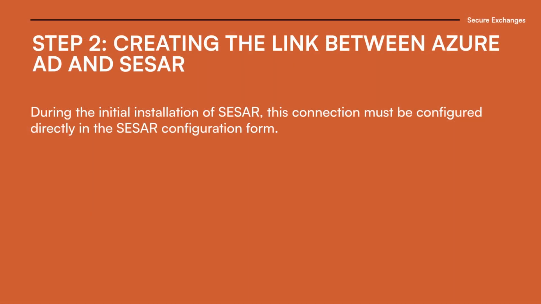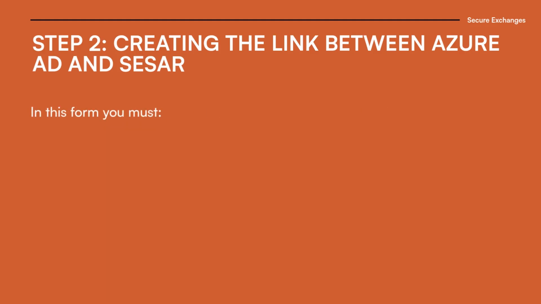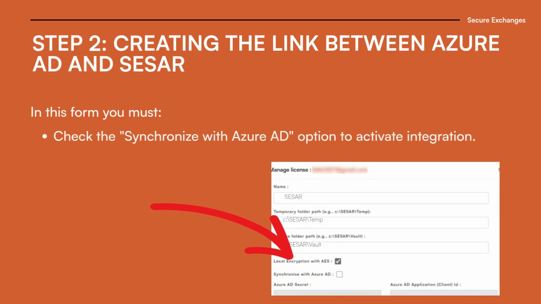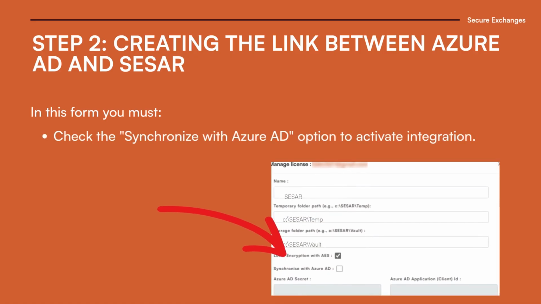Step 2. Creating the link between Azure AD and SESAR. During the initial installation of SESAR, this connection must be configured directly in the SESAR configuration form. In this form, you must check the Synchronize with Azure AD option to activate integration.